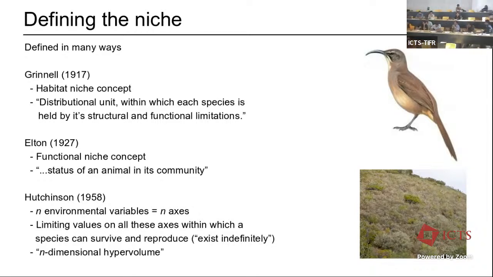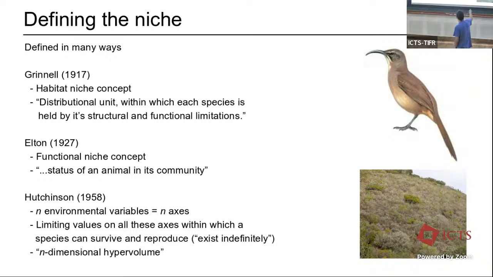Isn't this Hutchinson definition a superset of this Grinnell definition? Sorry, can you speak a little louder? Yeah, so this environmental variable definition is a superset of this Grinnell definition, right? Is it? I mean, a habitat is incorporated in the definition. Right. Yeah. So the habitat niche does incorporate the environmental variables.